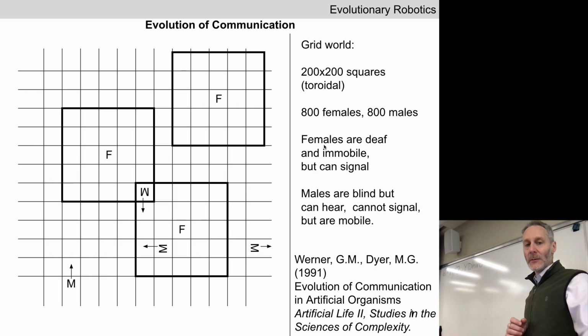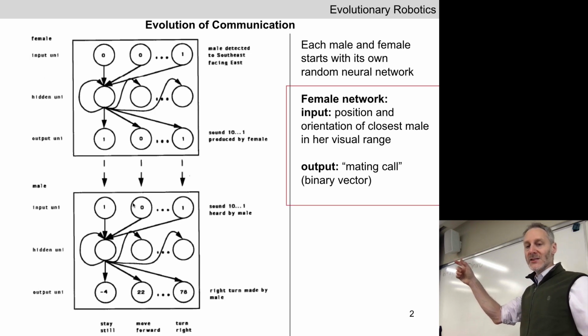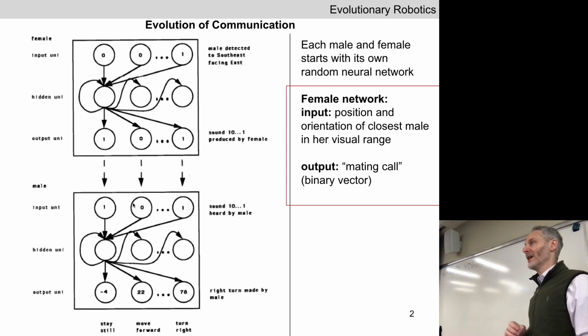So for example, in the case of this particular male here, this male is actually in hearing distance of two females. In this particular experiment, they would flip a coin, and this male would either hear this female or this female. Let's assume we flip a coin and it's heads. So whatever the output mating call is of this female, that binary vector is copied into the input layer of that male's neural network controller.